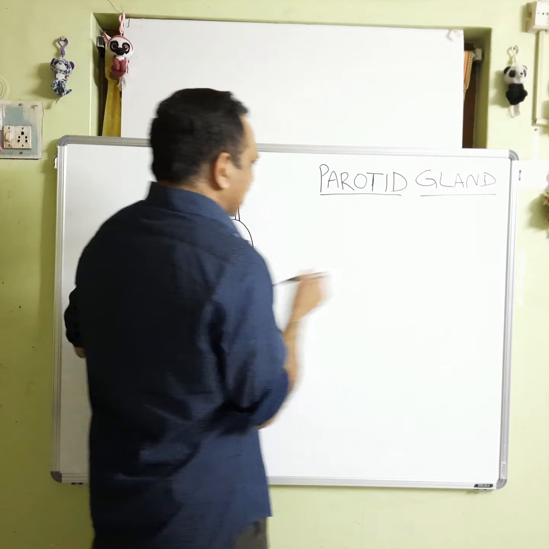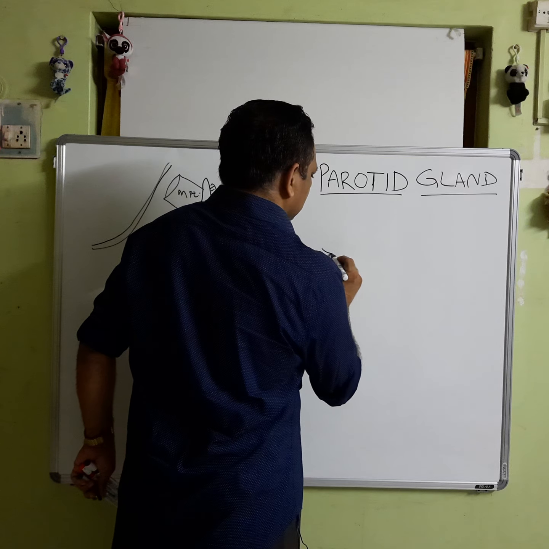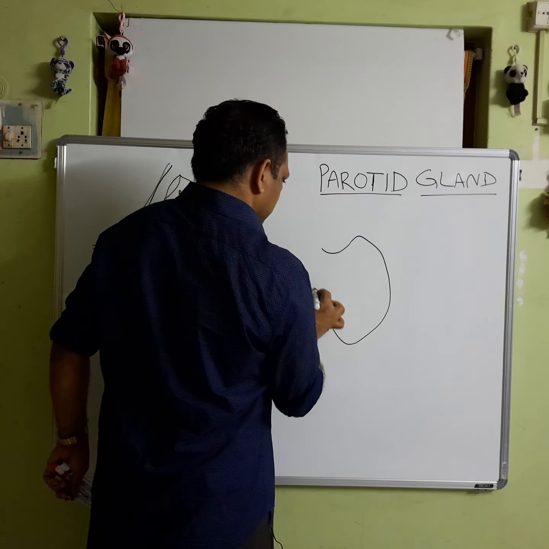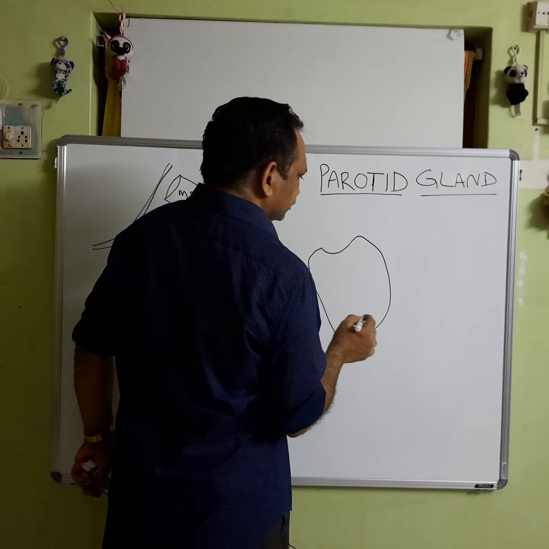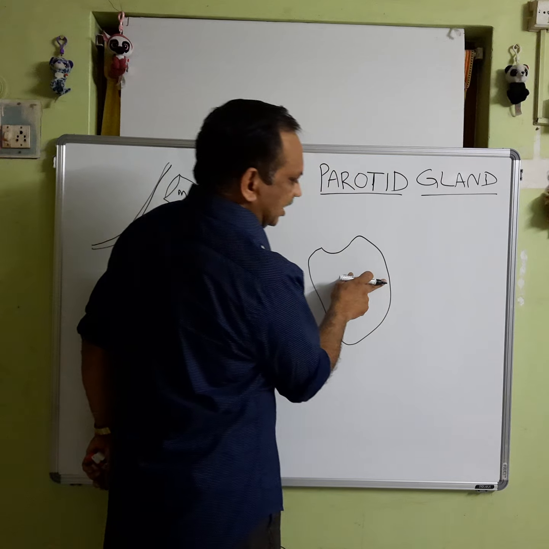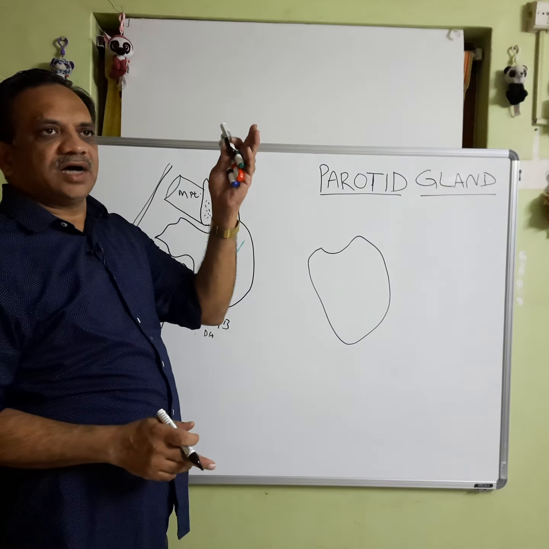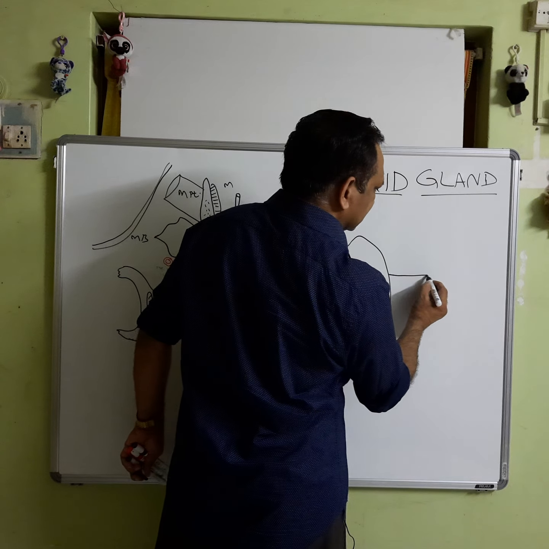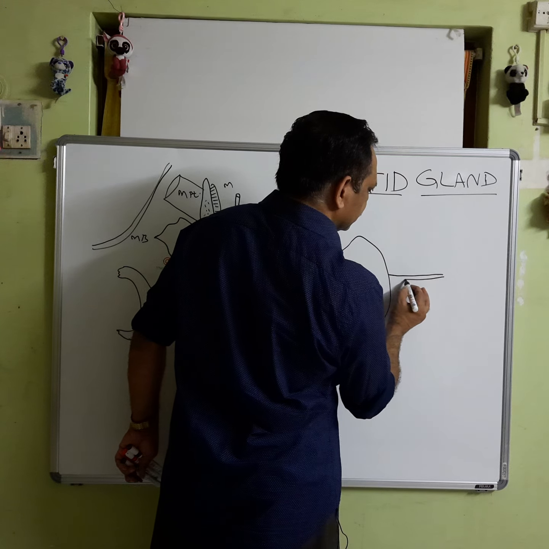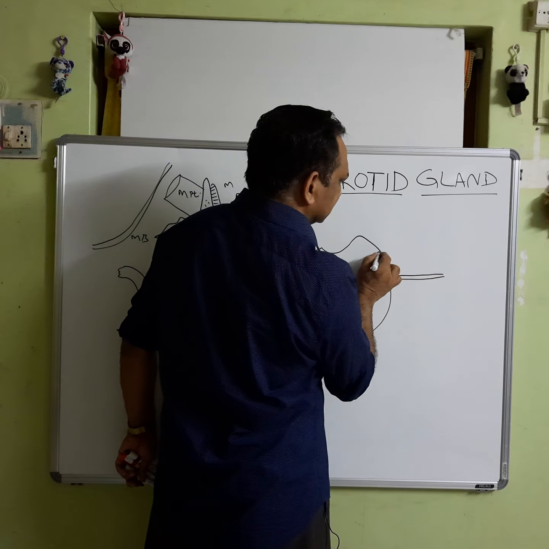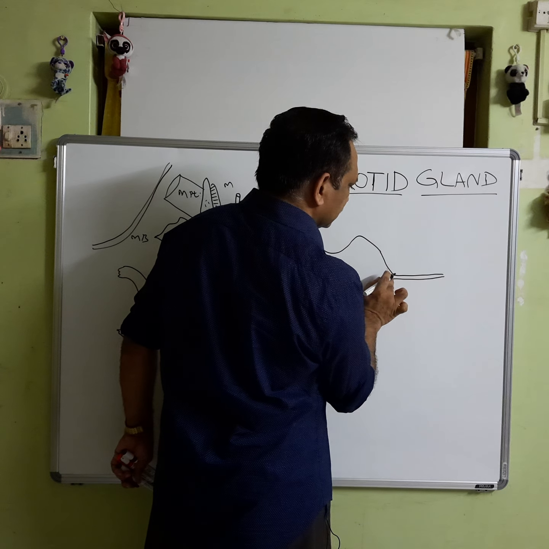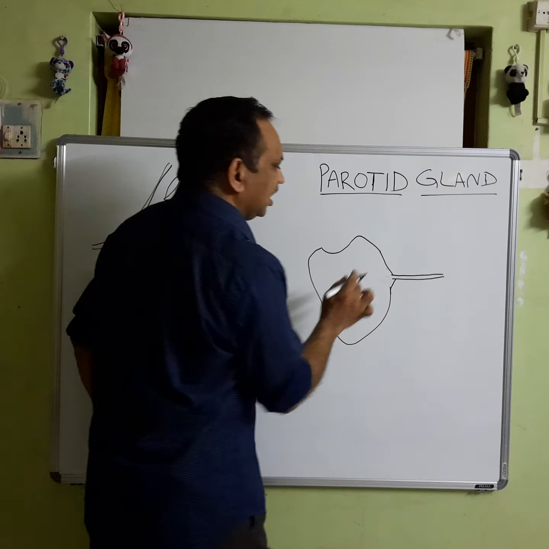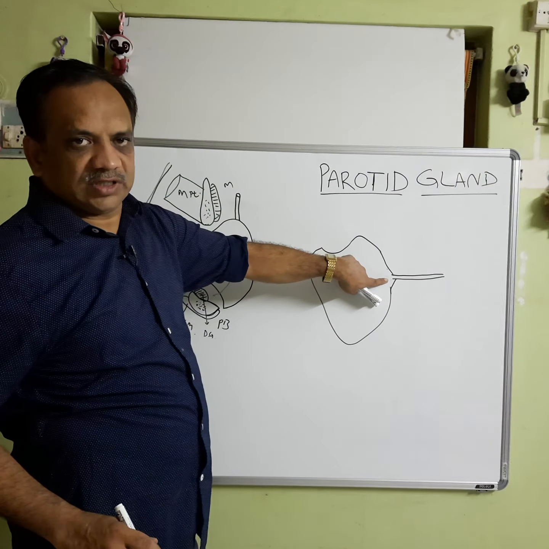It starts from the anterior border. So, if this is the gland, from this anterior border, about half the distance, the parotid duct extends like this. So, this extension is called the facial process.